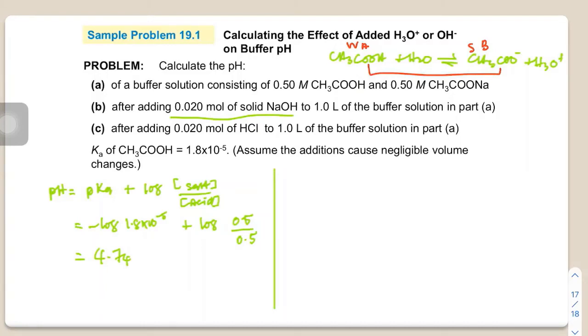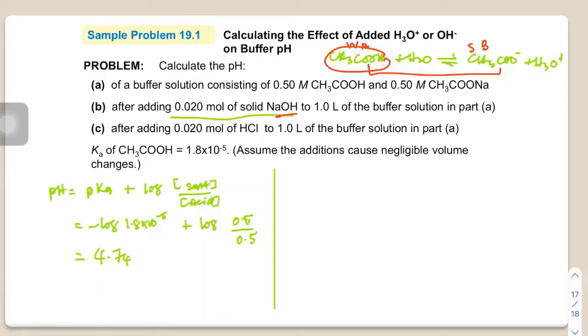So when sodium hydroxide is added, it will react with the acid because sodium hydroxide is a base. So we write the equation of the reaction. This time we have to construct the reaction table, almost the same as the ICE table.